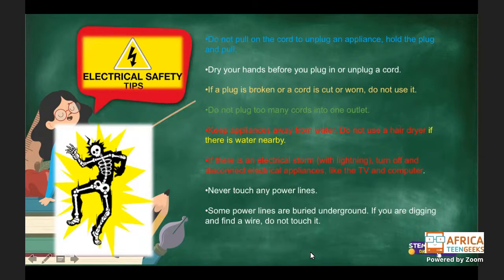As I go through our chat box to check if there are any questions. Good one, Amanda. Amanda says never touch pylons with wet hands. Thank you so much, Amanda, for your contribution. Do not put anything into an outlet except a plug.